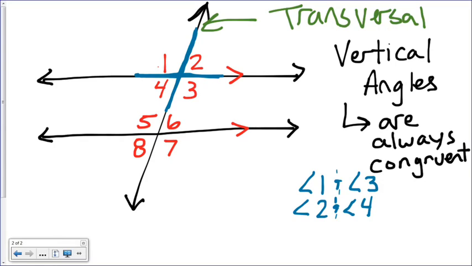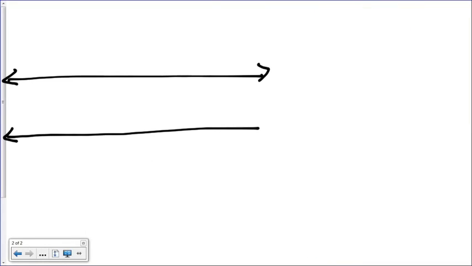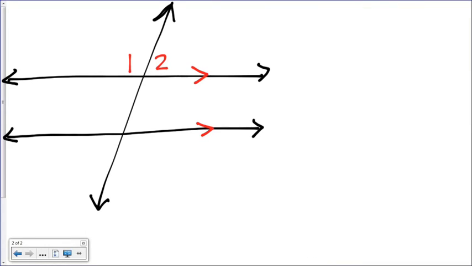For the angles down below, 5, 6, 7, and 8, 5 and 7 are vertical angles, and 6 and 8 are vertical angles. Again, the way I think about it is there are two lines that cross each other, and the angles on the opposite sides are congruent, or the same measure. So vertical angles are one of the things we need to know. Okay, let's label all those again.